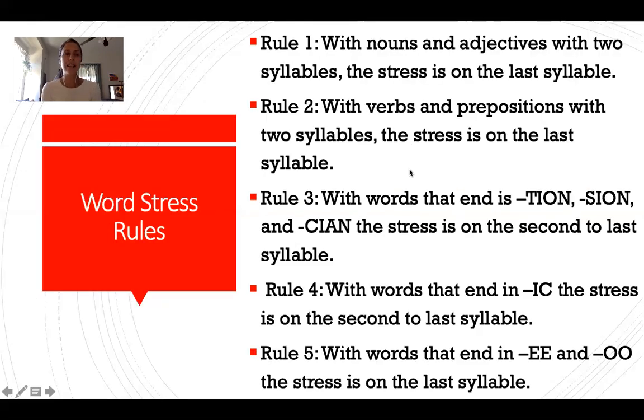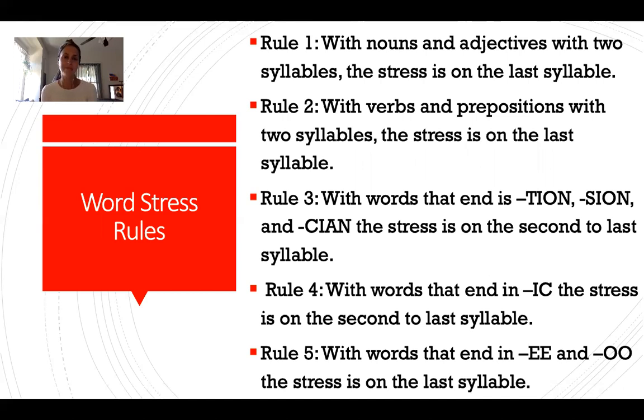So the stress is on the last syllable. So for rule number 1, it's project, and for rule number 2, it's project. Now that's really, really useful information between nouns and verbs. Sometimes our nouns and verbs sound or look exactly the same, so we can't figure out how to pronounce them correctly.